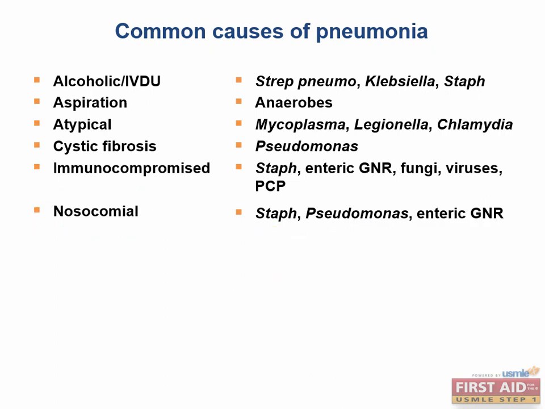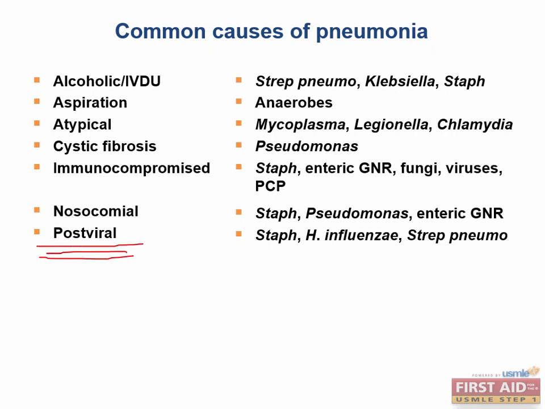Now, patients with recent viral infections who are post-viral can often get pneumonia from Staph aureus, H. influenza, or Strep pneumoniae. This is known as a secondary pneumonia, where the bacterial pneumonia is superimposed on the viral pneumonia. And why does this happen? Well, it's actually pretty cool.